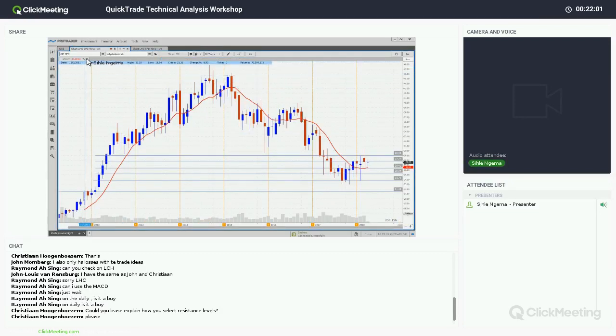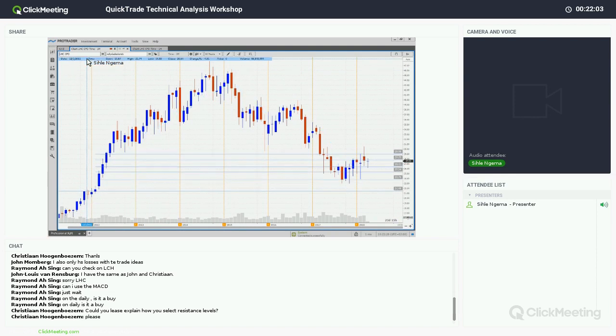Okay, let me remove this. We have different types of charts. We have line charts, we have bar charts, we have candlesticks. Right now, what you see here is candlesticks. But to pick my levels, I use the line chart. The line chart, I use it to pick the turning points.